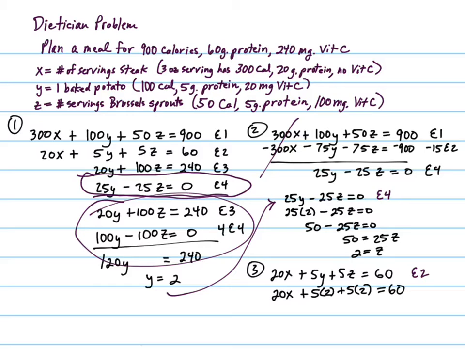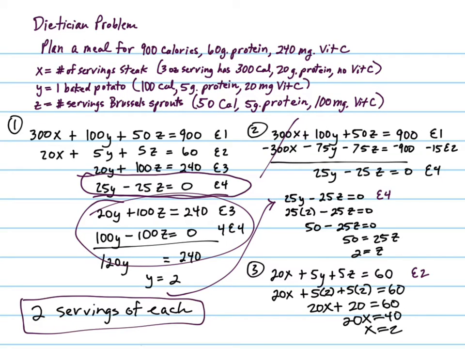And so we have 20x plus 10 plus 10, or 20x plus 20, is equal to 60. So we'll subtract 20 on both sides, we get 20x equals 40, and so x equals 2. And so it turns out we're going to have 2 servings of each. So you could say 2 servings of steak, 2 baked potatoes, and 2 servings of Brussels sprouts. I'm just going to say 2 servings of each, and that's the end of this video.